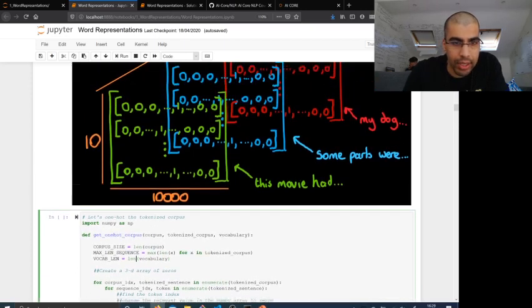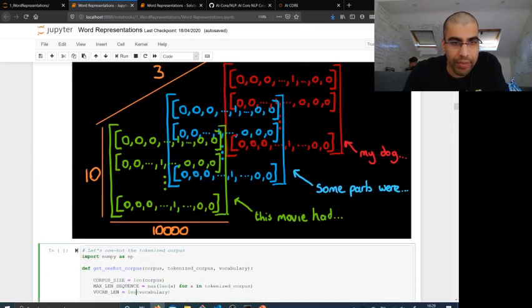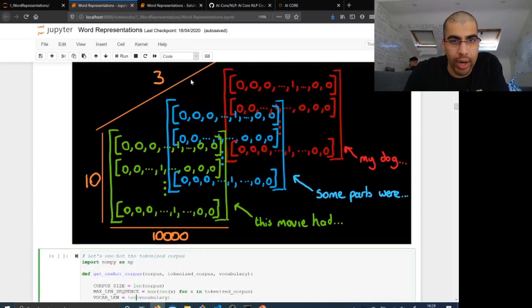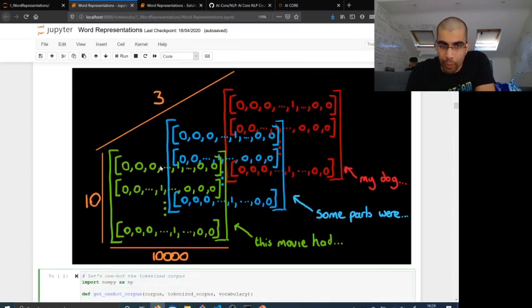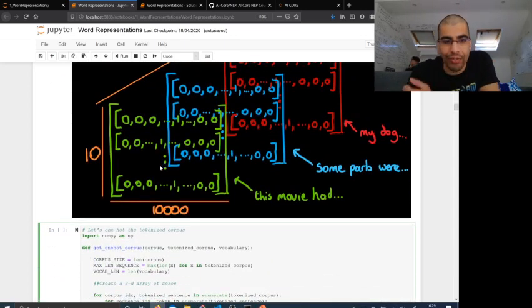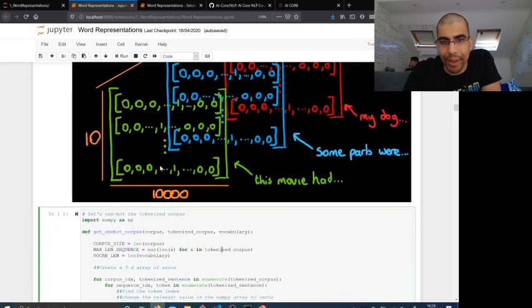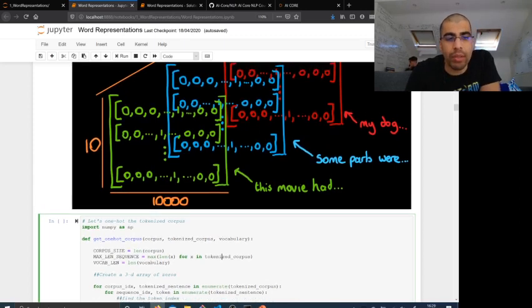So here we see that corpus size is the length of the corpus, so we can expect it to be 3, right? Because we have 3 entries in our corpus. The max length of the sequence is going to be equal to the number of tokens in our longest sequence. In our example, they were all 10, but this isn't a very realistic example. We can expect some movie reviews to be 3 words, 4 words long, and some to be hundreds of words long.